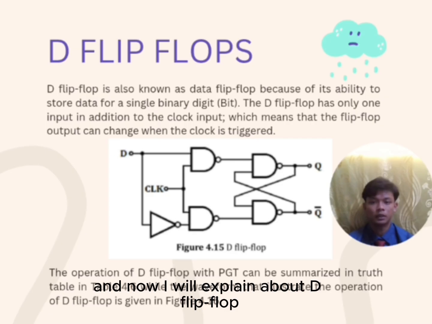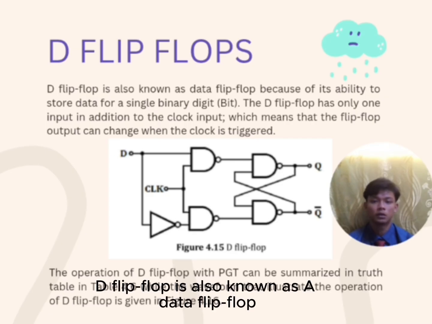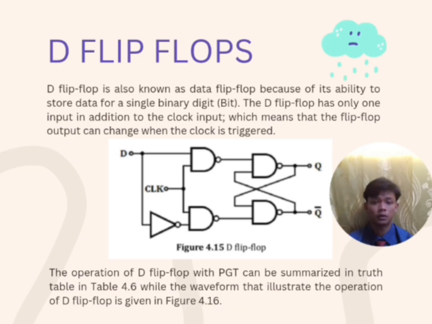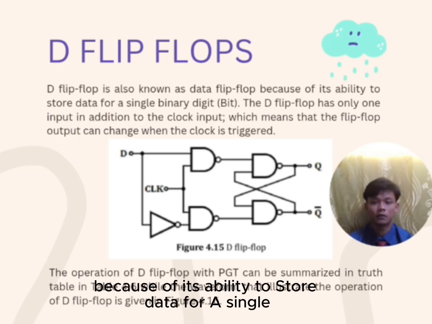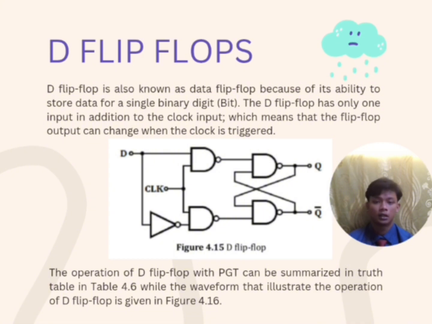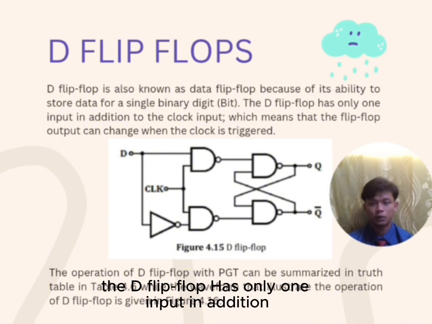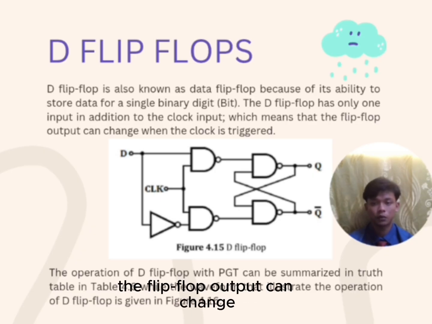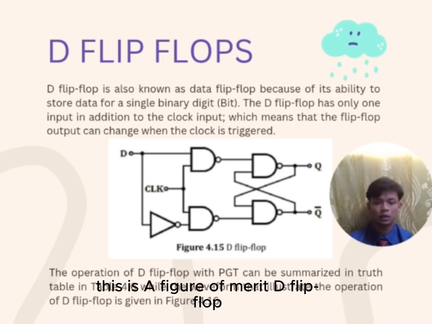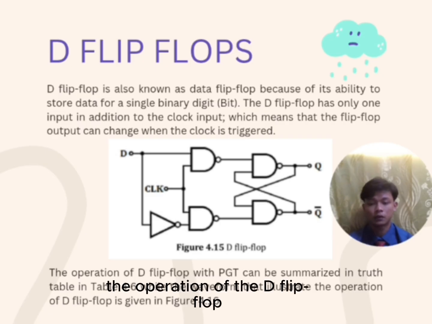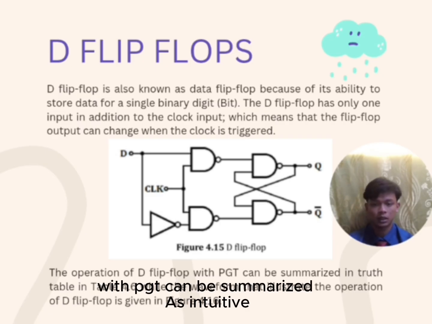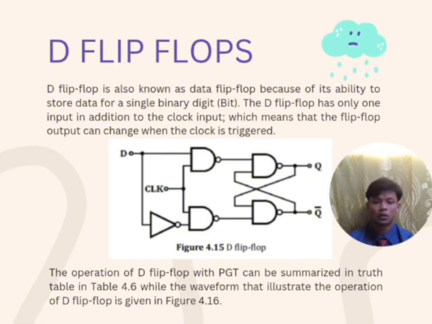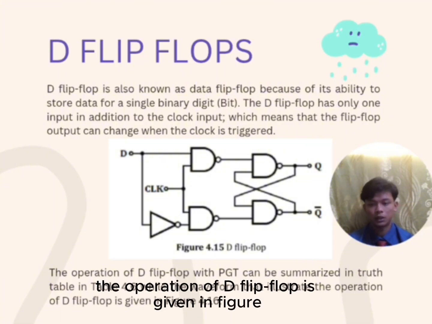Now I will explain the D flip-flop. The D flip-flop is also known as a data type flip-flop because of its ability to store data for a single binary digit. The D flip-flop has only one input in addition to the clock input, which means that the flip-flop output can change when the clock is triggered. This is a figure about the D flip-flop. The operation of the D flip-flop with PGT can be summarized in a truth table, where the waveform illustrating the operation of the D flip-flop is given in the figure.